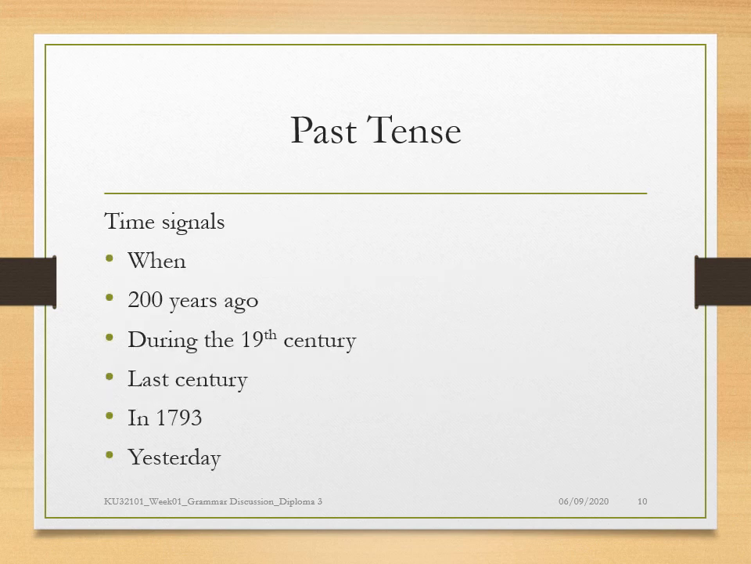You may also want to know about the time signals in the past tense. So normally, in a past tense, they use time signals of when, some years ago, some time ago, during this century. So there's a period of time, last year, last century, last minute, in 2019, in 2003, in the last afternoon, for example, or yesterday, 2 days ago. Okay, so that is a very clear time signal to mention that this is actually a past tense sentence.